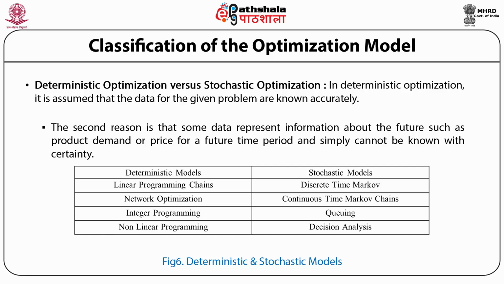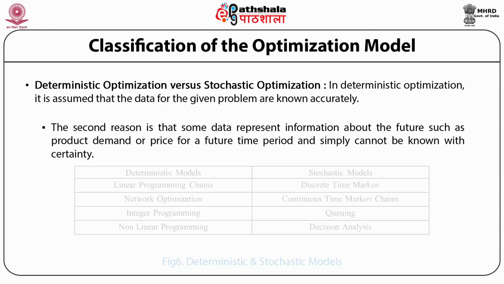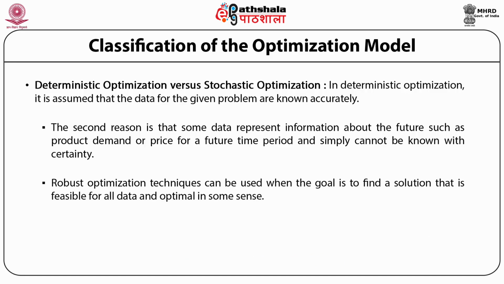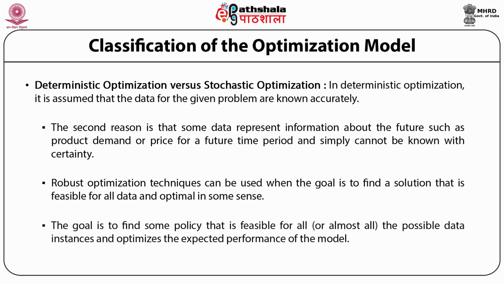In optimization under uncertainty, termed stochastic optimization, the uncertainty is incorporated into the model itself. Robust optimization techniques can be used when the goal is to find a solution that is feasible for all data and optimal in some sense. Stochastic programming models take advantage of the fact that the probability distributions governing the data are known or can be estimated. The goal is to find some policy that is feasible for all the possible data instances and optimizes the expected performance of the model.